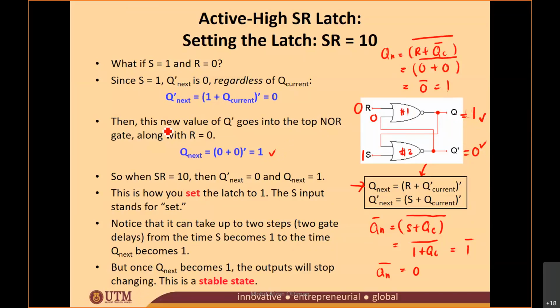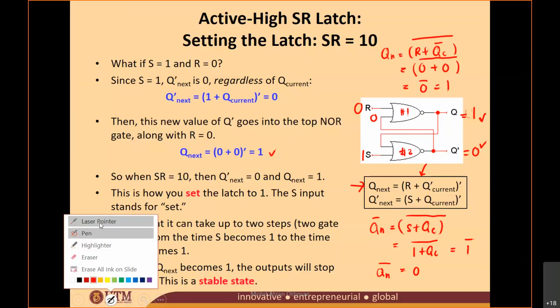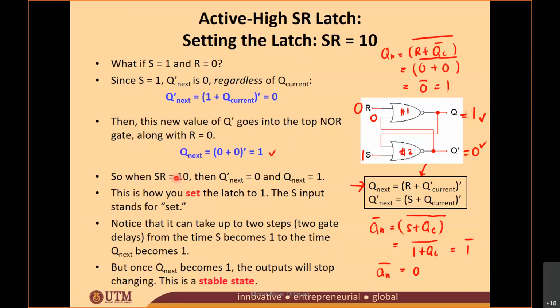So what happened here? When you put SR sama dengan 10, then Q bar next is equal to 0 and Q next equal to 1. So this is how you're going to set the latch to 1. Every time you're going to set a latch, you need to put this combination of input: S1, R0.